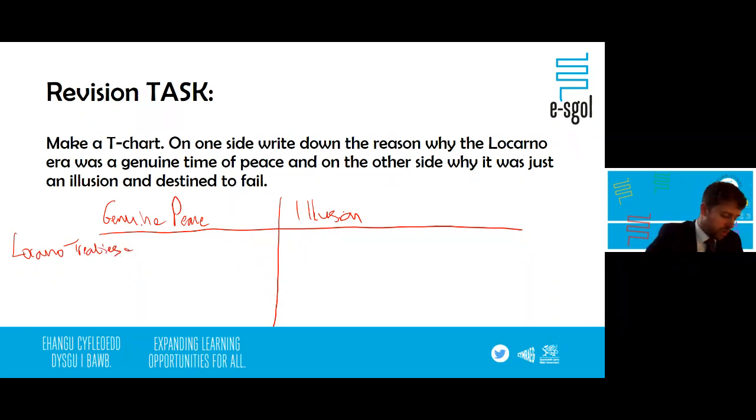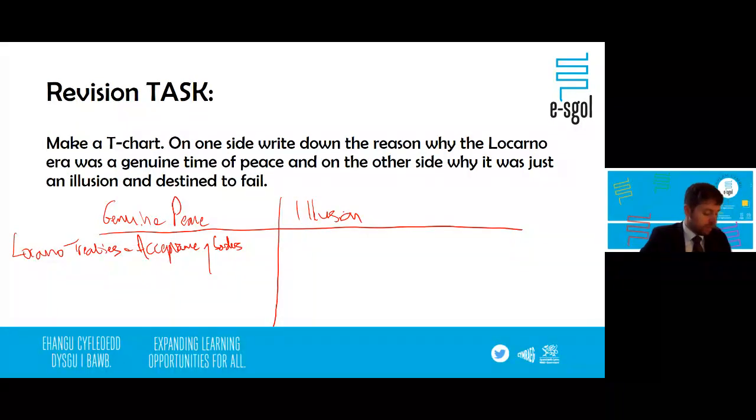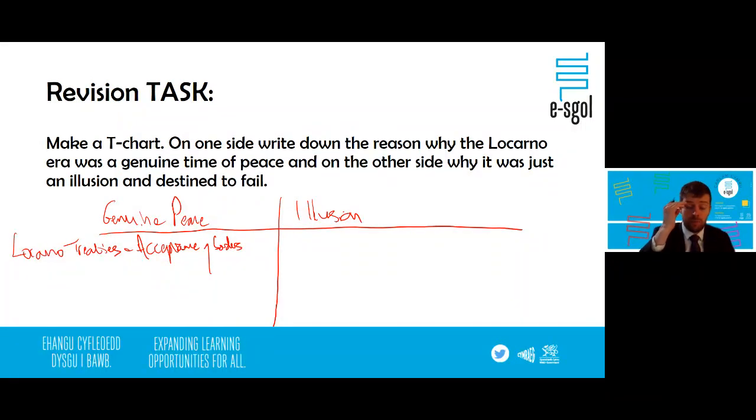Now, these Locarno treaties were about acceptance of borders, acceptance of the borders between Germany and France, and it was about acceptance that the Rhineland would remain demilitarized. So in many ways, this was about genuine peace, because both France and Germany were agreeing that those lands were to remain as that. There's going to be no border conflict between the two.